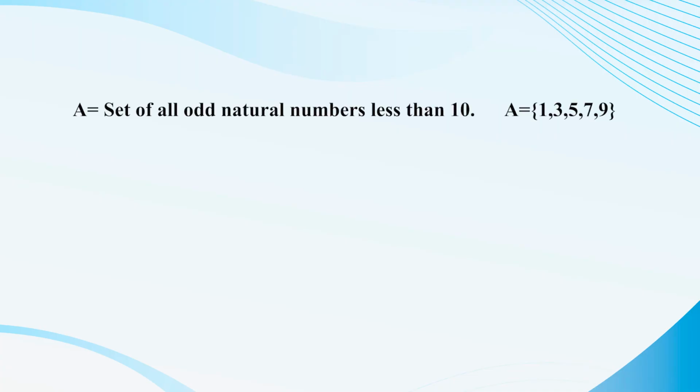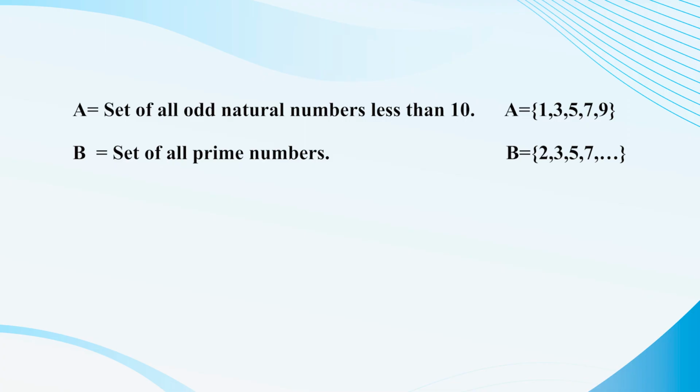Let us understand these forms with the help of some examples. If A is the set of all odd natural numbers less than 10, then set A will have the elements 1, 3, 5, 7, 9. In roster form, we list the elements separated by commas, closed within curly brackets.